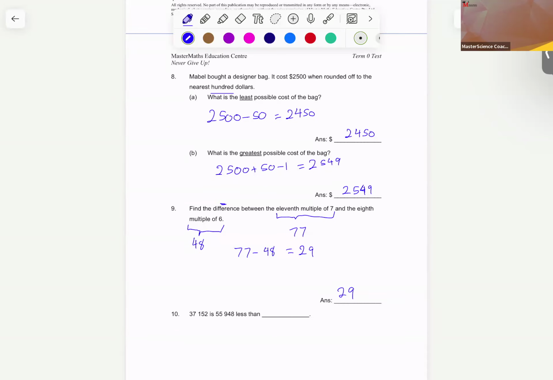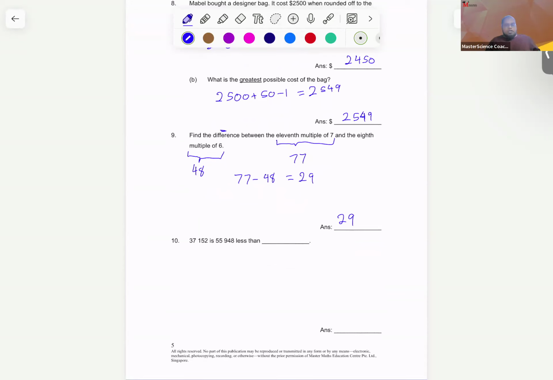Okay. Now, question 10. 37,152 is 55,948 less than something, right? So when you are less than something, that something will be more than this. So it's like something less than means you minus 55,948, you get 37,152.